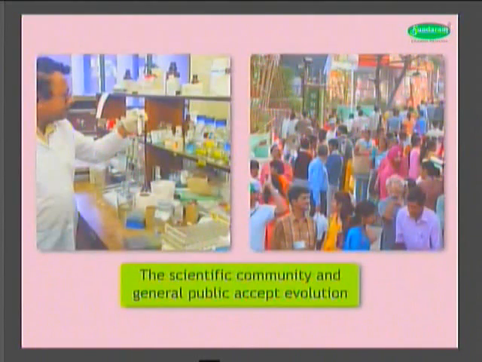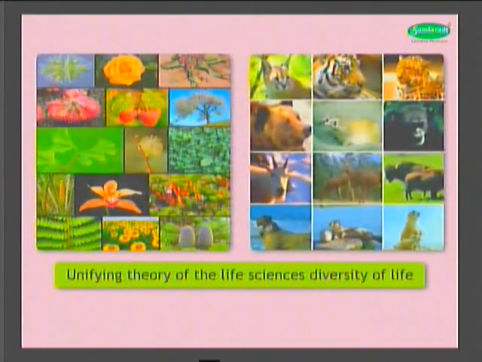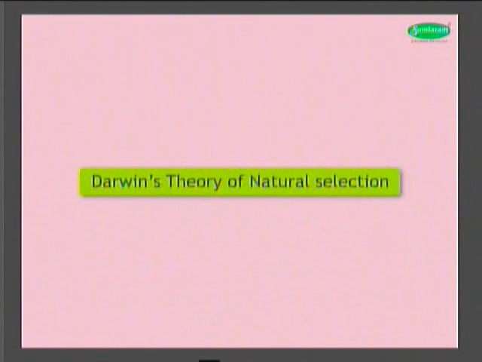The scientific community and much of the general public came to accept evolution as a fact in his lifetime, but it was not until the emergence of the modern evolutionary synthesis from the 1930s to the 1950s that a broad consensus developed that natural selection was the basic mechanism of evolution. In modified form, Darwin's scientific discovery is the unifying theory of the life sciences, explaining the diversity of life. Let us study Darwin's theory of natural selection.